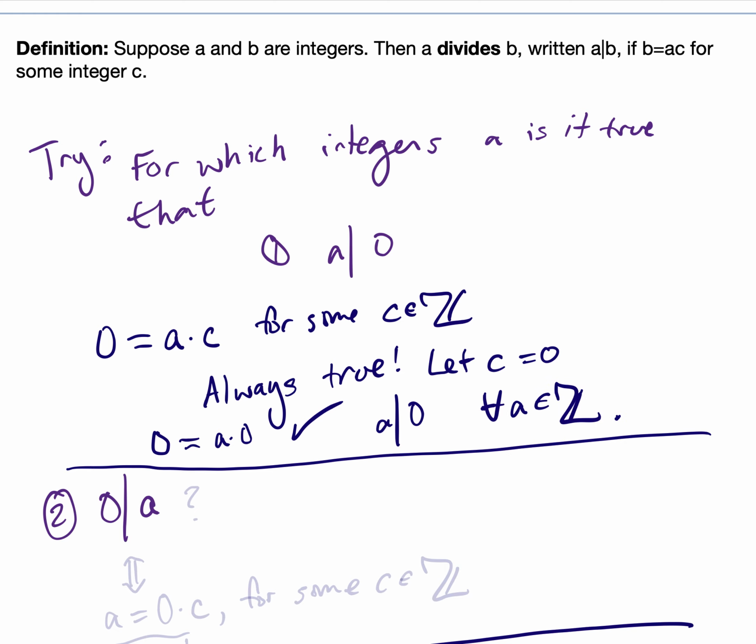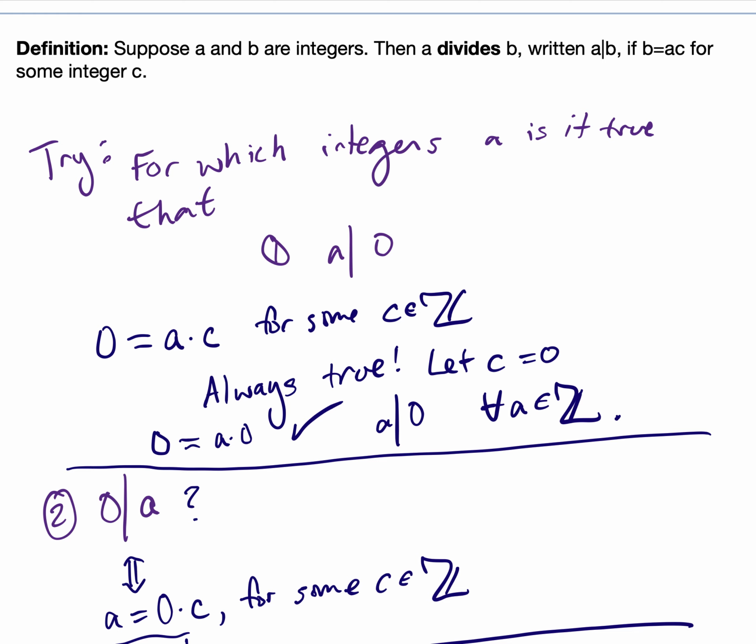Okay, so now when is it true that 0 divides a? Well, if 0 divides a, that's true if and only if a is equal to 0 times c for some c in the integers. And when is that true? Well, 0 times anything is 0, so that is only true when a is equal to 0. So only for a equal to 0, that is the only integer that makes that statement true.